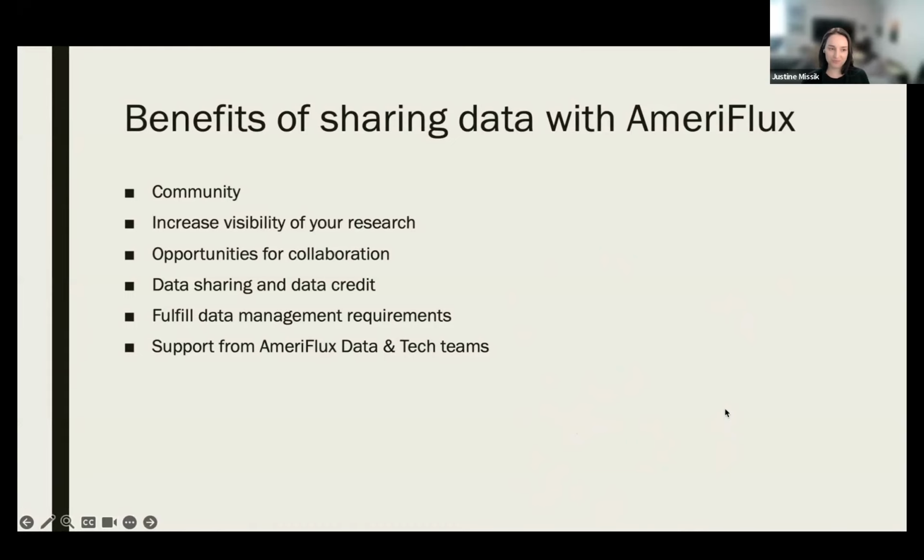And then finally, if you're participating in the AmeriFlux network, this does come with support from the AmeriFlux data and tech teams, and this can be really helpful. It can be helpful for figuring out different issues you might have going on with your instruments or your data sets and things like that. And so it can help to improve the quality of data that you're producing.